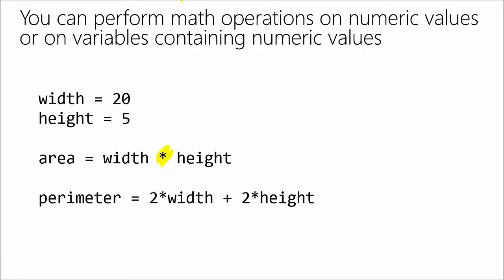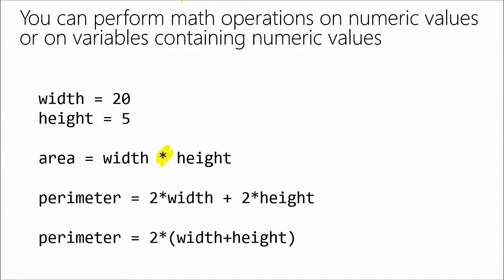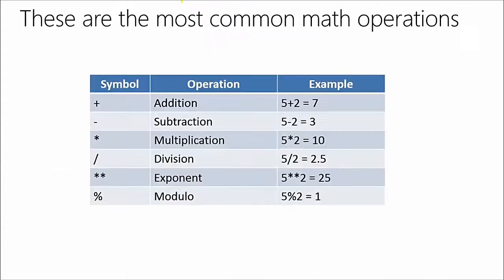You can combine addition and subtraction. Addition is just a plus symbol, subtraction is just your standard minus symbol. You can use parentheses to indicate the order of operations in your math. So I can calculate a perimeter by taking double the width and adding that to double the height, or I could say double the width and the height added together. It's the same end result. So I can do basic math using these different numeric values.